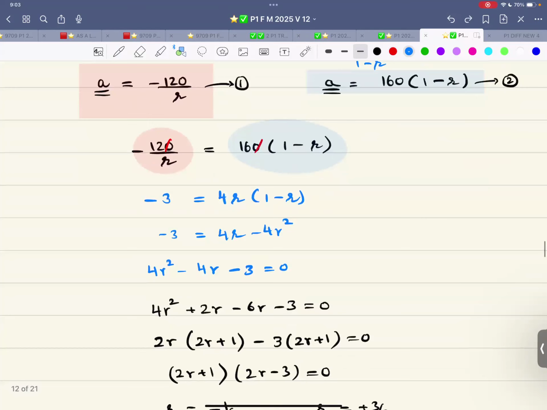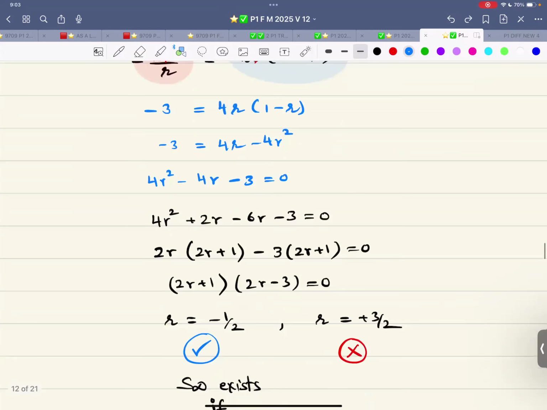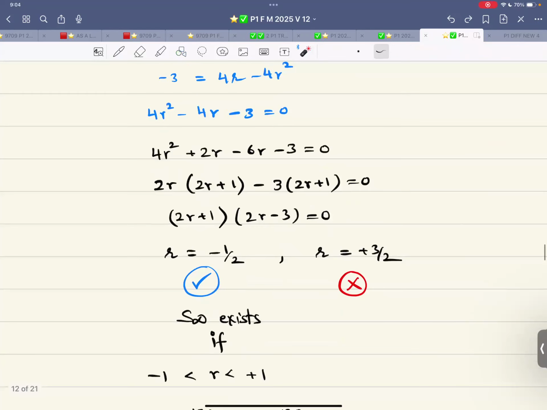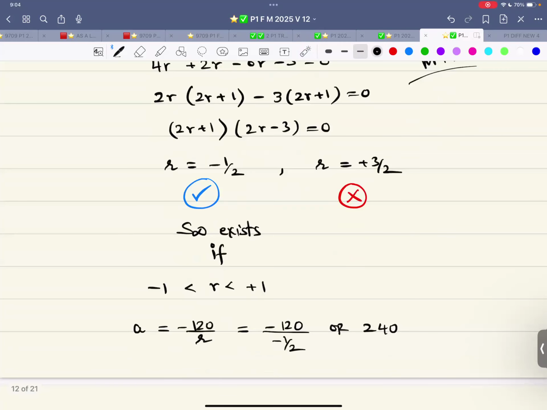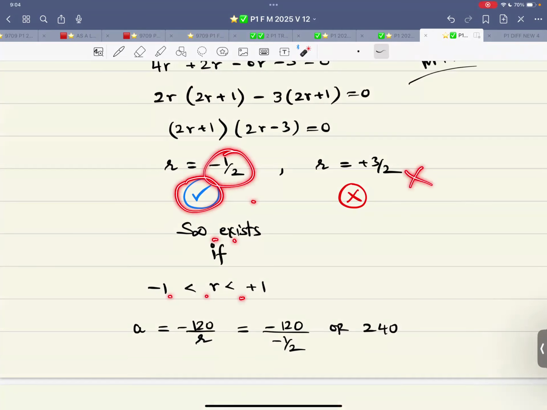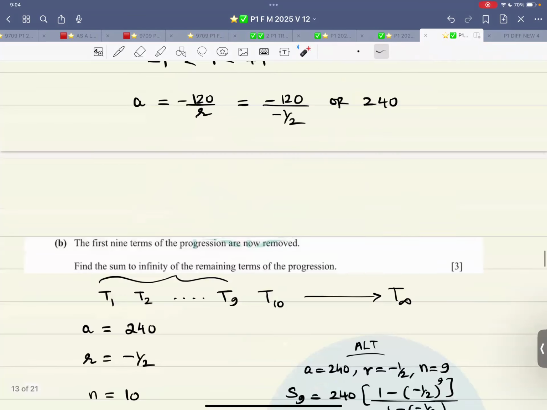When you equate, the zeros are canceling out. That's up to you. Your O-level maths should be strong. Your algebra should be strong. No survival in P1 without algebra. Do middle term factorization. The paper is filled up with middle term factorization and disguised quadratic kind of thing. You get 2 answers. This is accepted. This is rejected. Why is this accepted? Because sum to infinity exists if common ratio lies between -1 and 1. This is rejected. And then you find the corresponding value of A, that is 240.